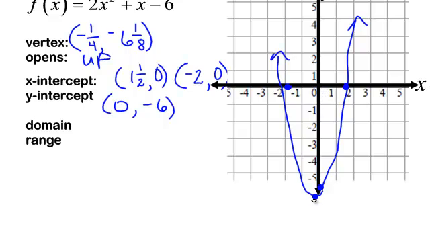The domain is negative infinity to positive infinity. And the range, of course, we talked about the graph starting down here. It would be negative 6 1/8, and it does go to infinity.